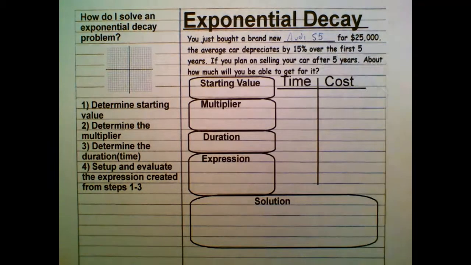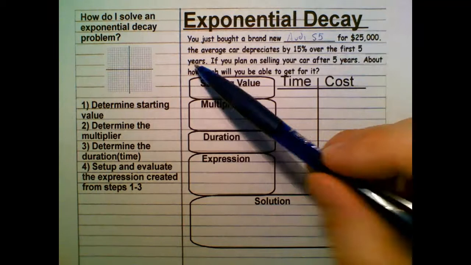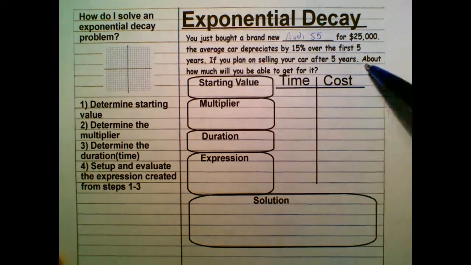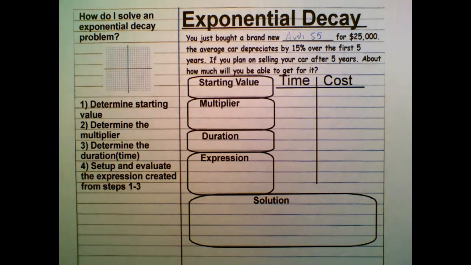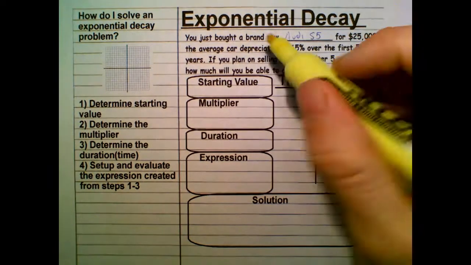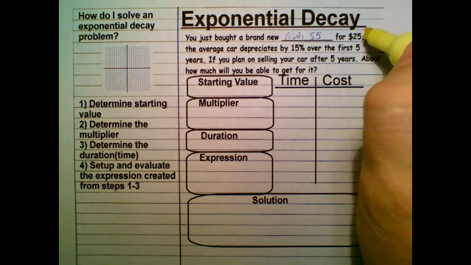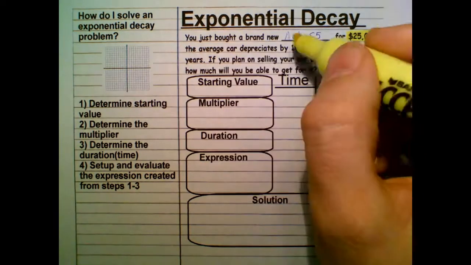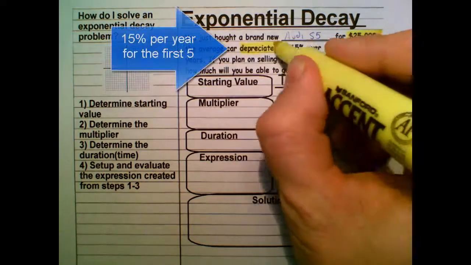The average car depreciates by 15% over the first 5 years. That's just common knowledge. So if you plan on selling a car after 5 years, how much will you be able to get for it? So let's again start by highlighting the important information. Now, the Audi isn't that important, even though it is kind of, but you did pay $25,000 for that. And the average car depreciates by 15%.